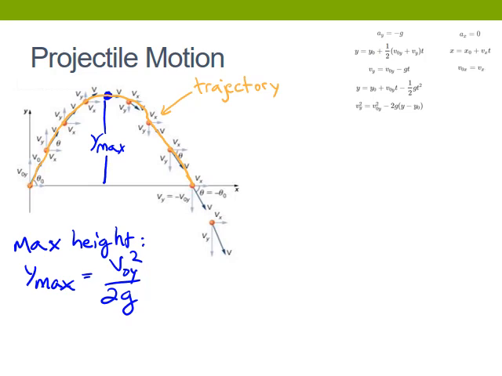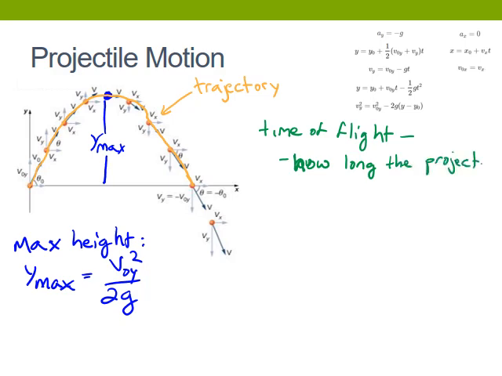The other two terms your book defines, one is the time of flight and the other is the range. Now, as you might guess, the time of flight is how long my ball is in the air, right? That's how long the projectile is in the air. Your book gives you a formula for that.